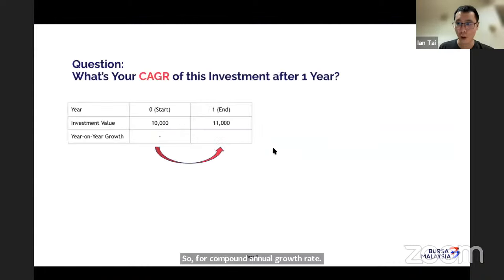Okay, from this investment. Type in the chat box, let me know. All right. So Ahmad Azri says 10%. Yes, that is actually correct.